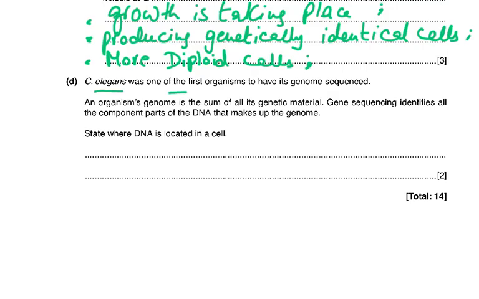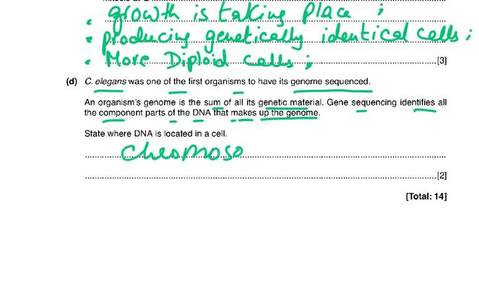C. elegans was one of the first organisms to have its genome sequenced. An organism's genome is the sum of all the genetic material. Gene sequencing identifies all the component parts of the DNA that makes up the genome. State where DNA is located in a cell. It's on the chromosome. The chromosome is made up of DNA.